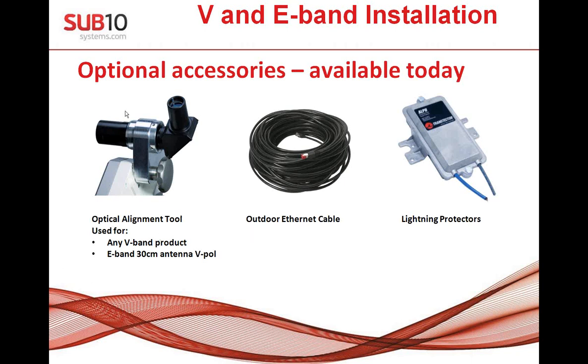This scope is today also available for E-band, if you are using a 30 centimeter antenna and the system is using vertical polarization. Next accessory is the outdoor Ethernet cable. If you need it, you can order it from us, but usually you are able to find a good cable at a good price locally. And the last option is the lightning protector.